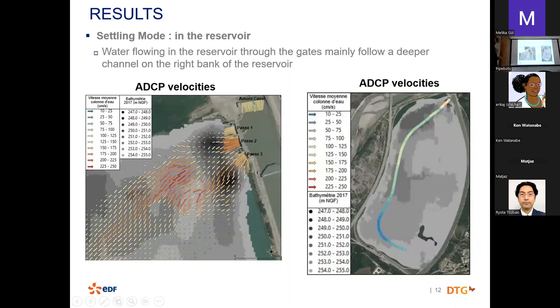Next one, please. So then you can see here from the LSPIV and the ADCP how the velocities are structured in the reservoir. So here are the gates, and then we have a deeper part of the reservoir where the velocities are decreasing and then increasing again. And then most of the flow follows a deeper channel in the reservoir, and the velocities are decreasing all along the channel before reaching the outlet.